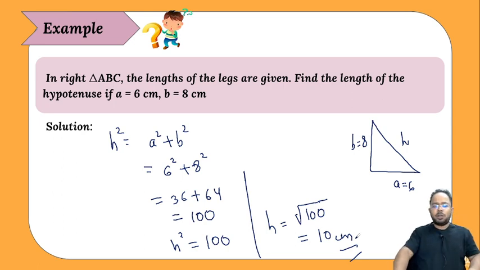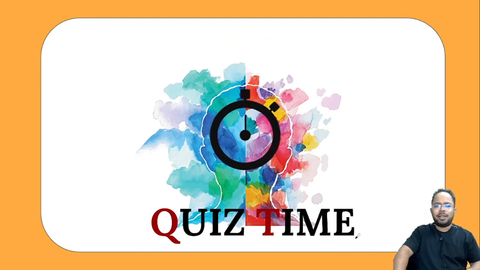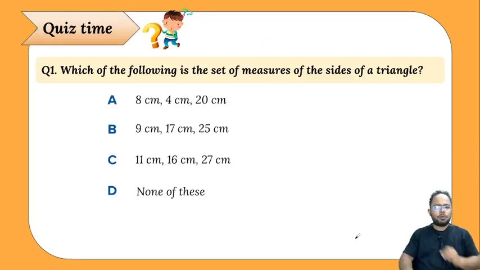Okay, so let's get start with our practice questions. So let's start with the quiz time. So first question on the screen, here we have, which of the following is the set of measures of the sides of a triangle? So you have given four options students.